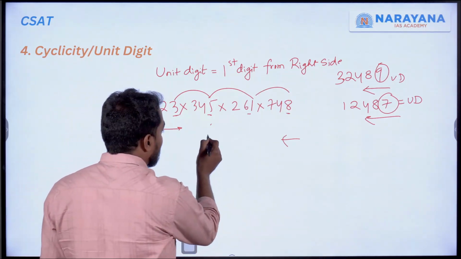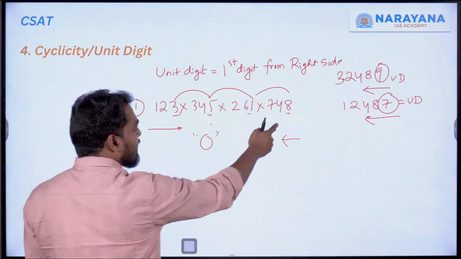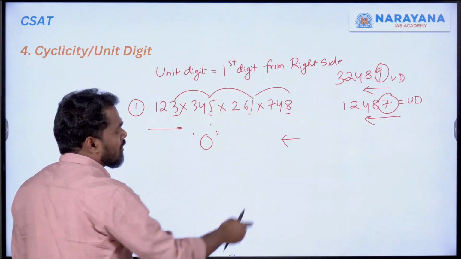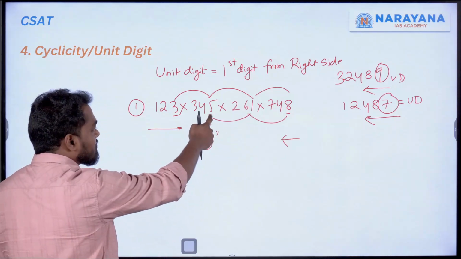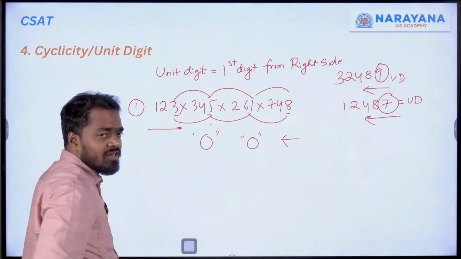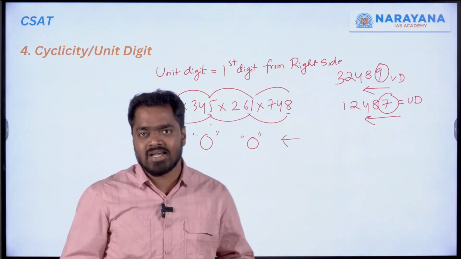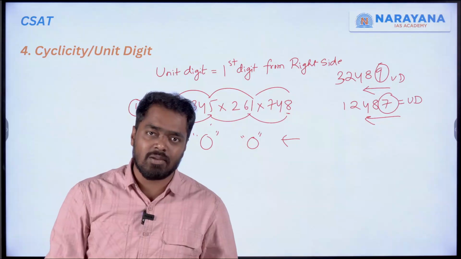So what is your unit digit? 0. Right? You can do the multiplication from the right side also, no problem. If you take 8 1s are 8, 8 5s are 40, 0, 0 3s are 0. So even if you take unit digits from the right side, or even if you take unit digits from the left side, you will get the same unit digit.